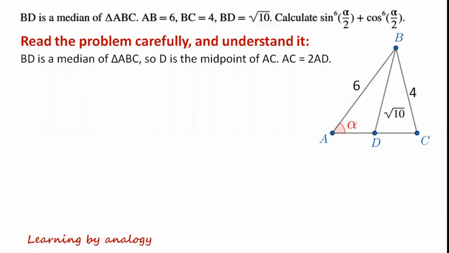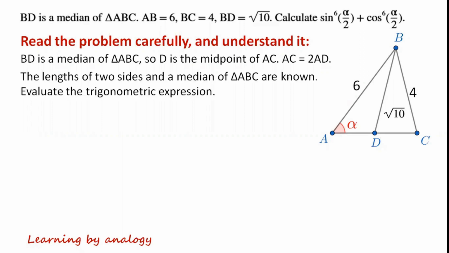BD is the median of triangle ABC, so D is the midpoint of AC. AC equals 2AD. The lengths of two sides and the median of triangle ABC are known. Evaluate the trigonometric expression.